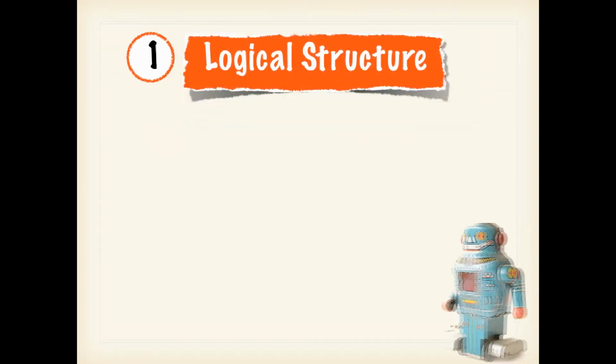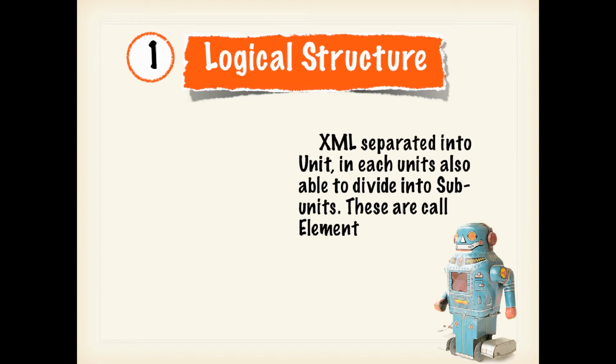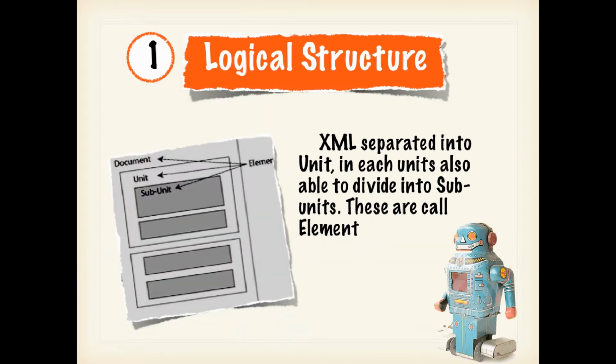Architecture of XML. First is logical structure. XML is separated into units. Each unit is also able to be divided into subunits. They are called elements, as shown in this picture.